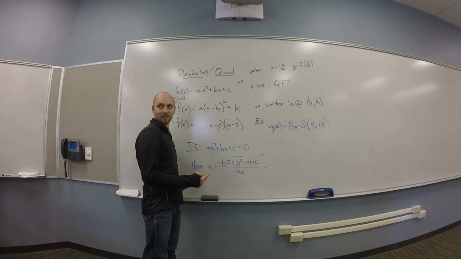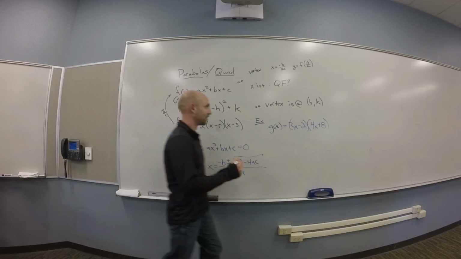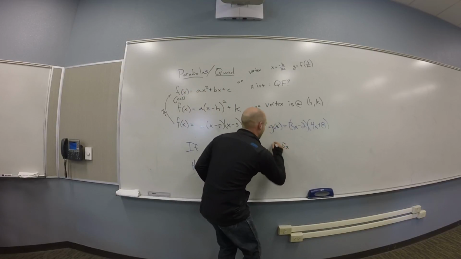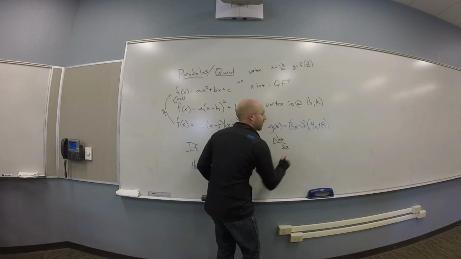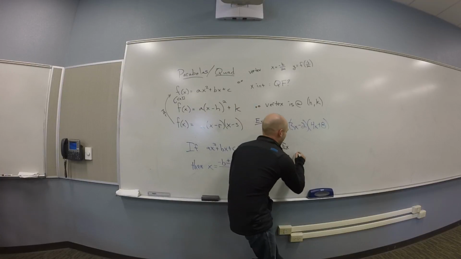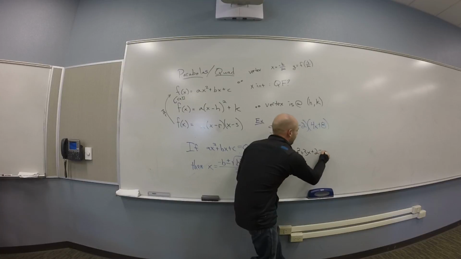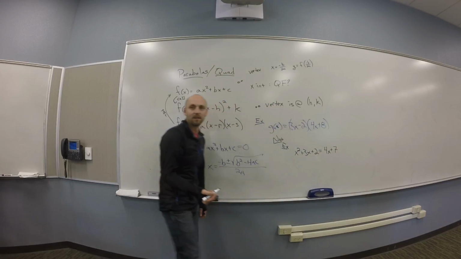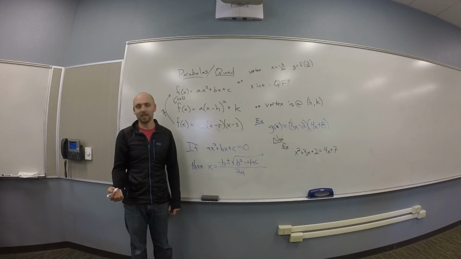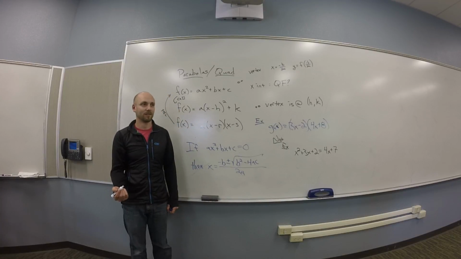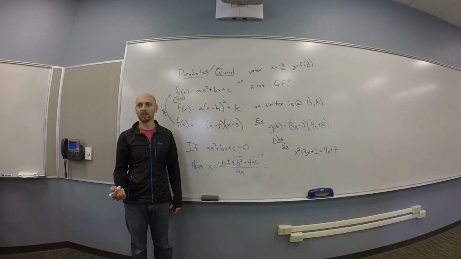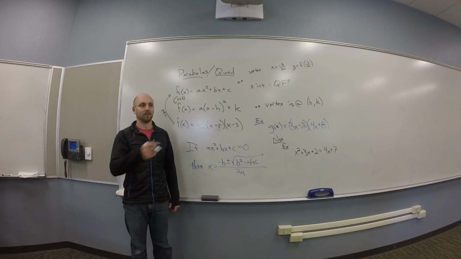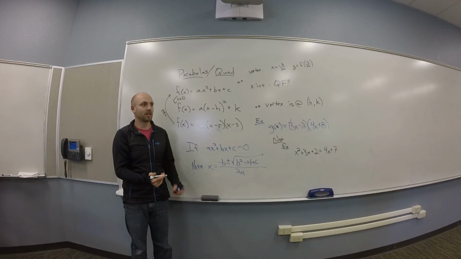You guys see that? So for example, if you had x squared plus 3x plus 2 equals 4x plus 7, this does not immediately lend itself to the quadratic formula. What do you have to do first to get it to fit? Yeah, move everything to one side, combine like terms, and then run the quadratic formula.